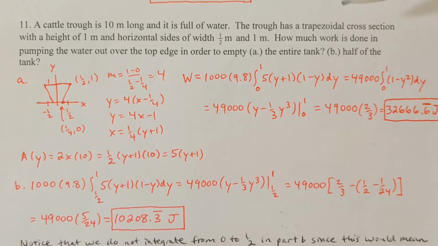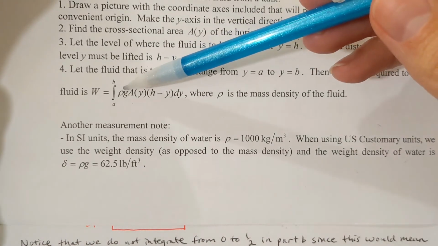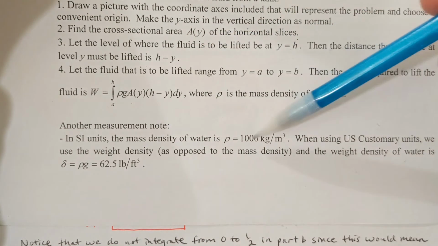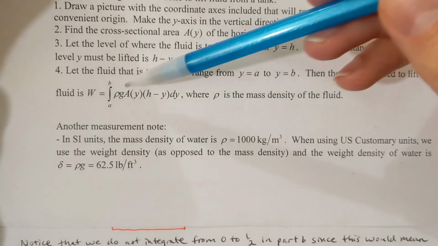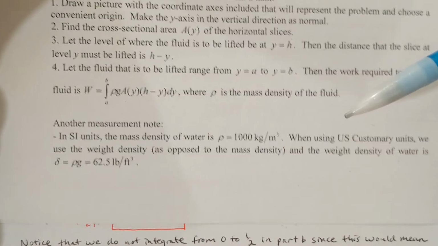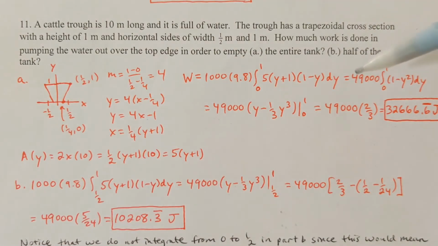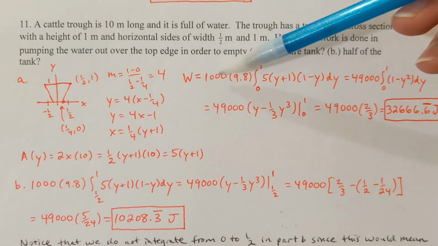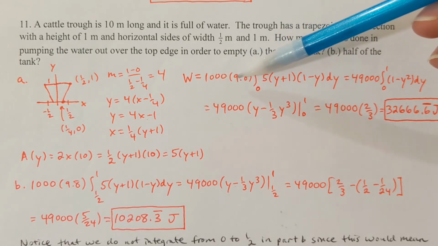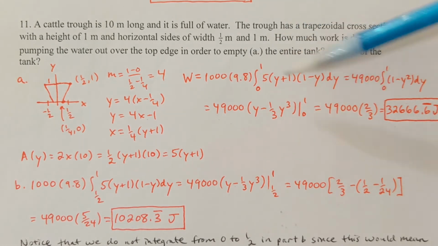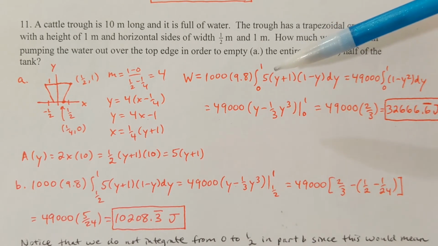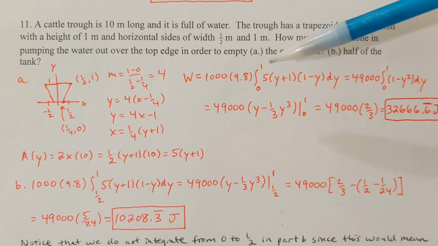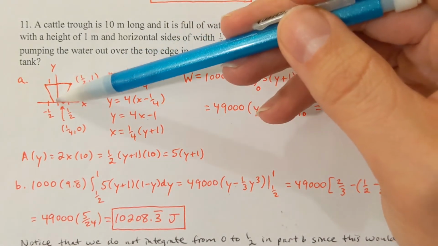Now, also because I'm in the SI metric system, the mass density of water is 1,000 kilograms per cubic meter, and the acceleration due to gravity is 9.8 meters per square second. Okay, so I've got those constants in front. That's rho times g times the integral going from 0 to 1. So the fluid level here is ranging from 0 to 1 on the y-axis.